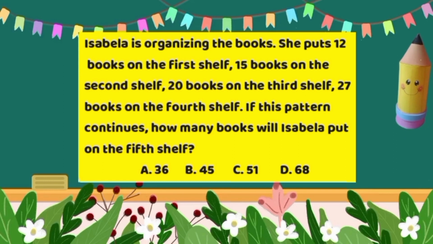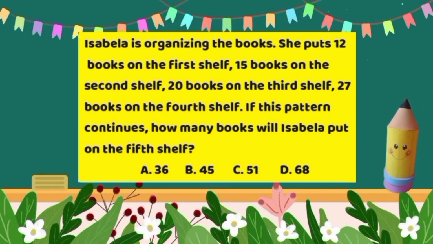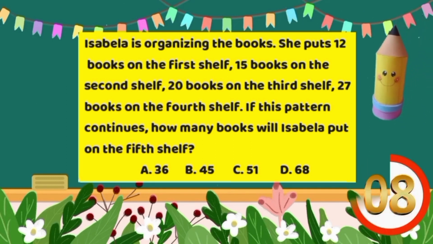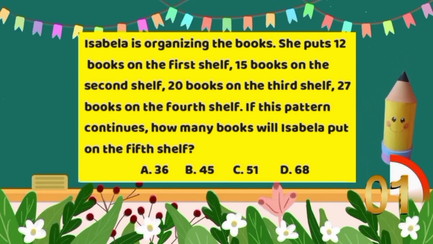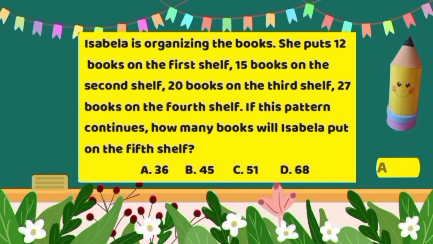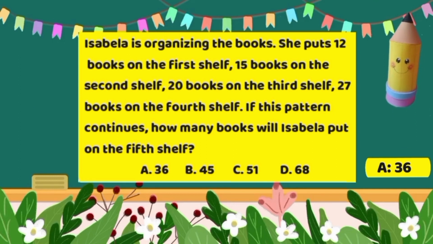Number 4. Isabella is organizing the books. She puts 12 books on the first shelf, 15 books on the second shelf, 20 books on the third shelf, 27 books on the fourth shelf. If this pattern continues, how many books will Isabella put on the 5th shelf? A. 36, B. 45, C. 51, D. 68. Great job! The correct answer is letter A.